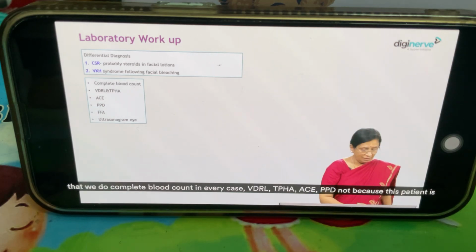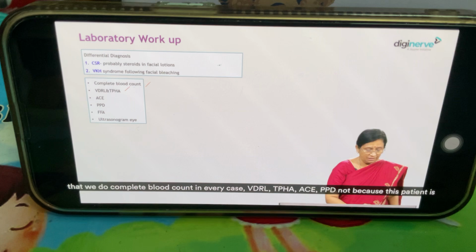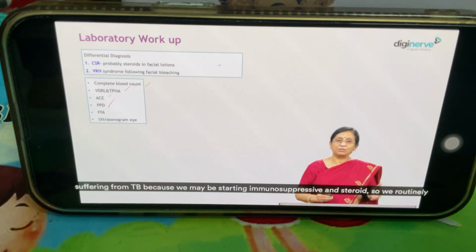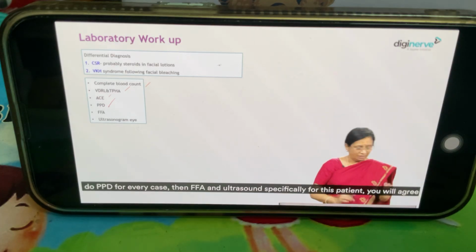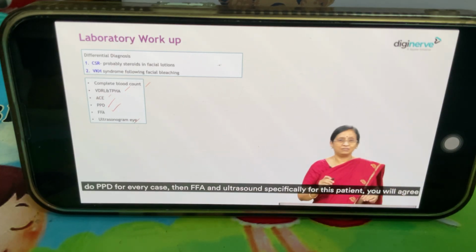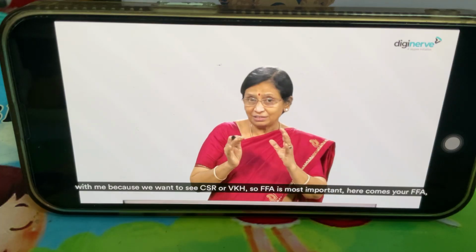And you know pretty well that we do a complete blood count in every case. VDRL, TPHA, ACE, PPD, not because this patient is suffering from TB, but because we may be starting immunosuppressives and steroids. So we routinely do PPD for every case. Then FFA and ultrasound specifically for this patient. You will agree with me because we want to see CSR or VKH. So FFA is most important.